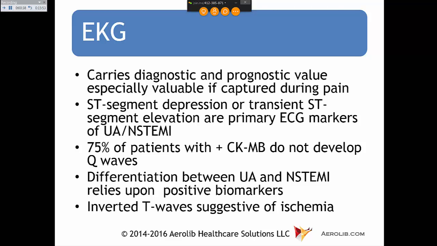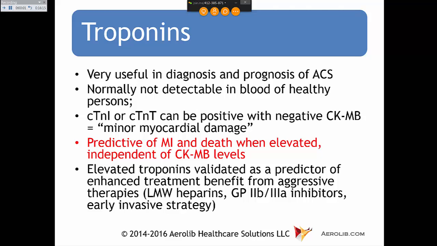Now, Q waves is an older concept, and that's been replaced with ST segment characteristics. Inverted T waves are suggestive of ischemia, though not always associated with an MI, and that's something the providers need to document.